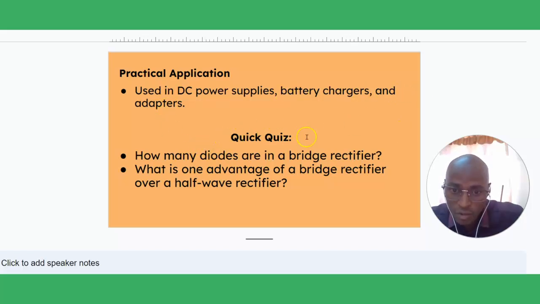We have a mastery check quiz. How many diodes are there in a bridge rectifier? And secondly, what is one advantage of a bridge rectifier over a half-wave rectifier?